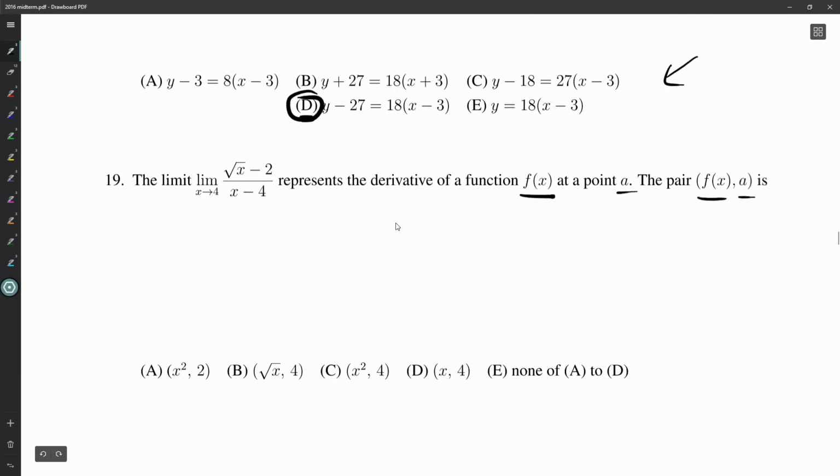The pair f of x and a is... So they want me to find the function and the particular value. Okay. So one thing we could do, so this is a first principles derivative. We are given options here. We could try first principles and set up each one of these.